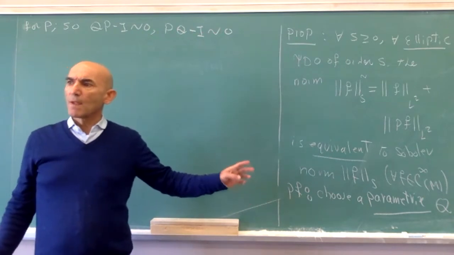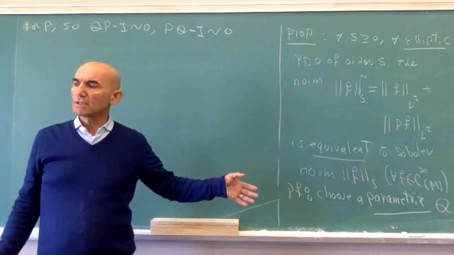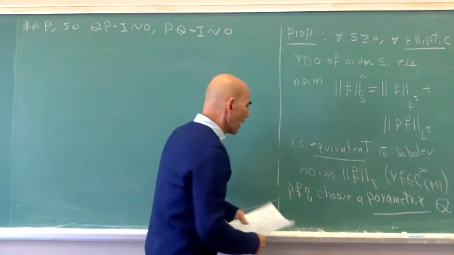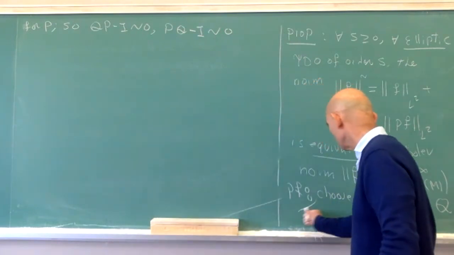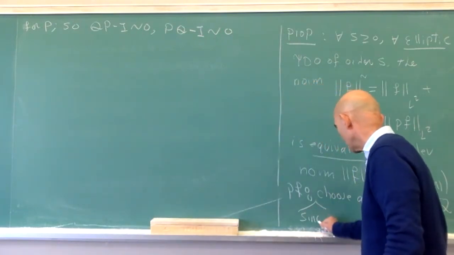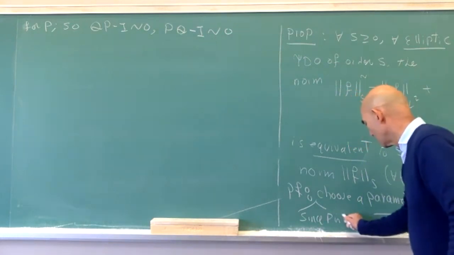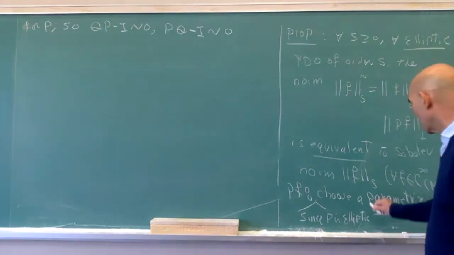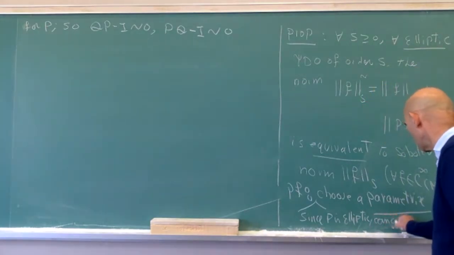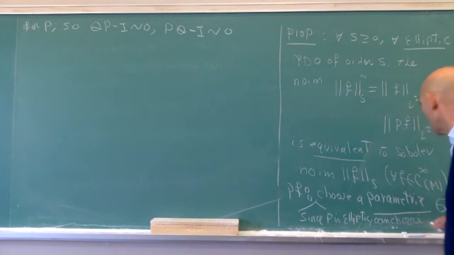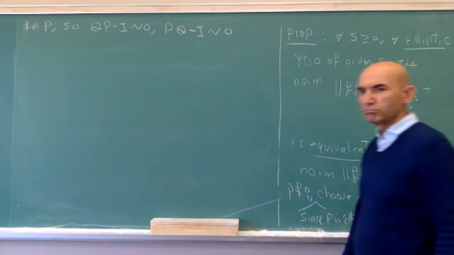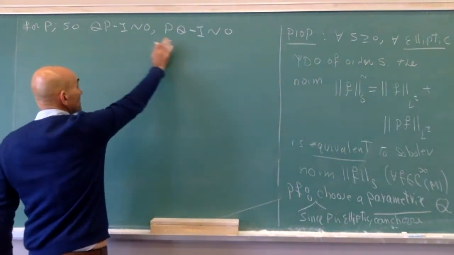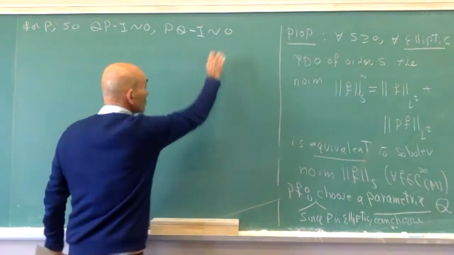That's a pseudo-inverse to this, pseudo for the symbol of this P. Because I can say something like this, since P is elliptic, or what we did in the last lecture, we can choose a parametrix Q for P such that QP minus identity is infinitely smoothing, PQ minus identity is also infinitely smoothing.